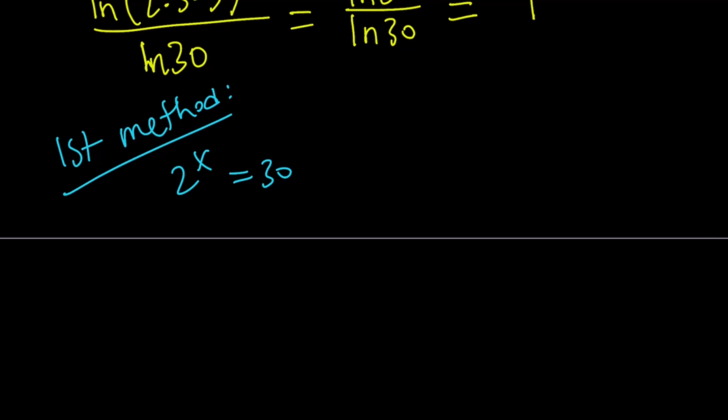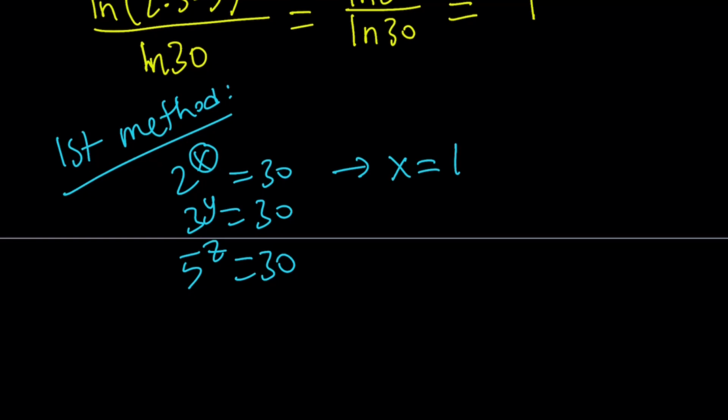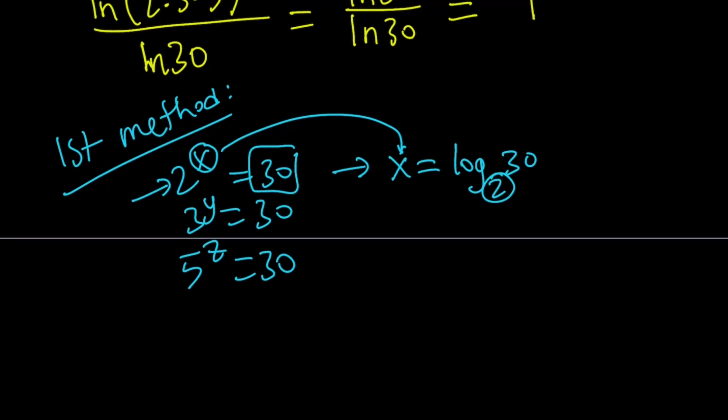2 to the x is 30, 3 to the y is 30, and 5 to the z is 30. Great. From here, instead of lning both sides, we're going to take the logs. If you know the definition of logs, you know that a log is used to find the exponent, and the exponent is usually the unknown. So from here we can say that x can be written as log 30 base 2, because remember, 2 is the base, so it should go here. Make sense? And x is the unknown, which is the exponent, and that should be by itself.